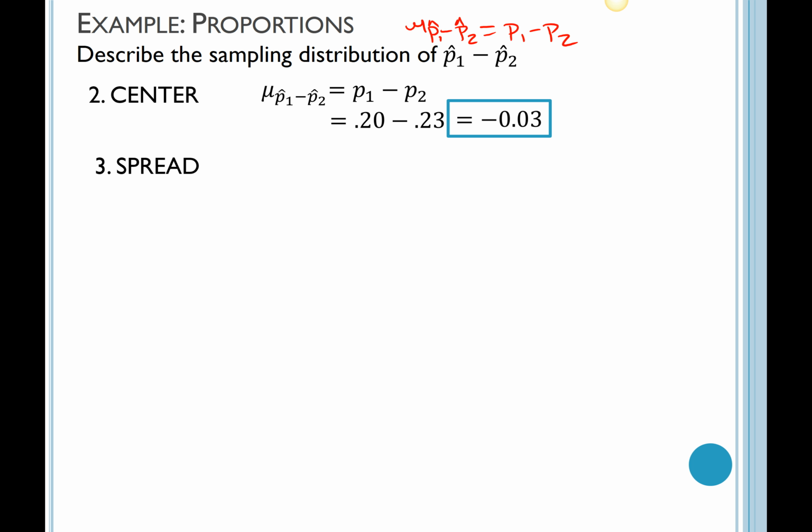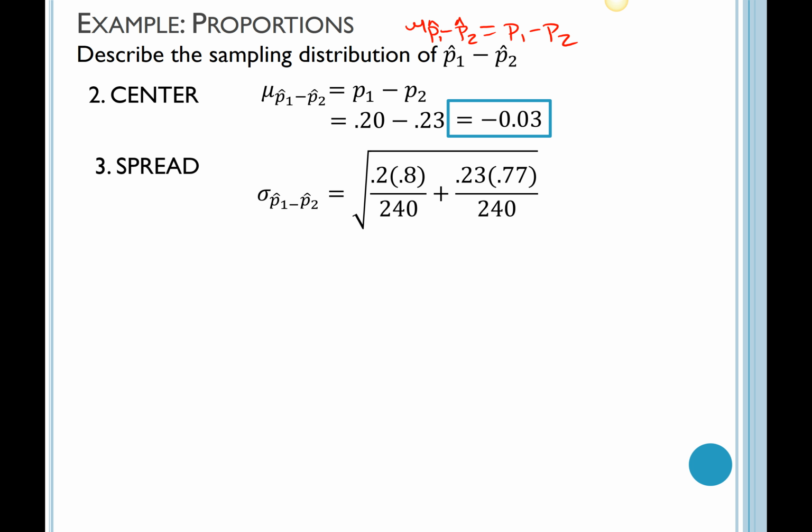For spread, we have the formula that we discussed. That should be the square root of p1q1 over n1 plus p2q2 over n2. You can see I've already substituted in the values there, and we need to compute that. You need to carefully compute that in your calculator, so take a minute and make sure that you do that. Once you do, that should give you an answer of 0.037.